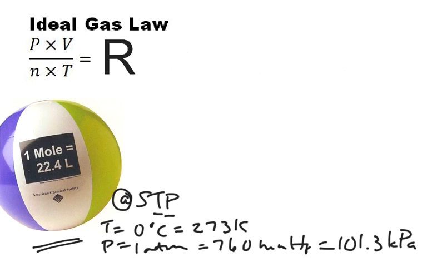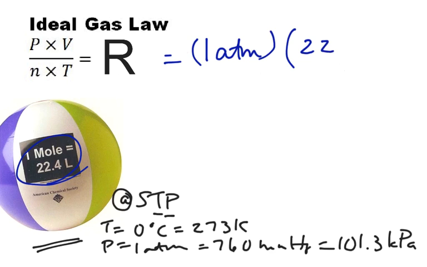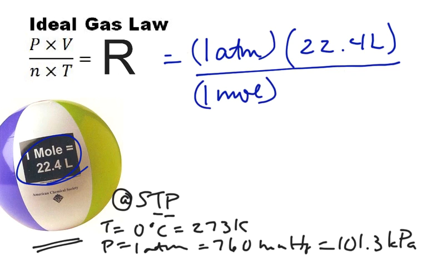So let's say the pressure is 1 atmosphere, and we know that the volume of this beach ball is 22.4 liters, and we know the number of moles we're talking about is 1 mole. And finally, the temperature is 273 Kelvin, because of course we're working in Kelvin. And that's going to be good, because if you put in 0 degrees Celsius, you can't divide by 0.